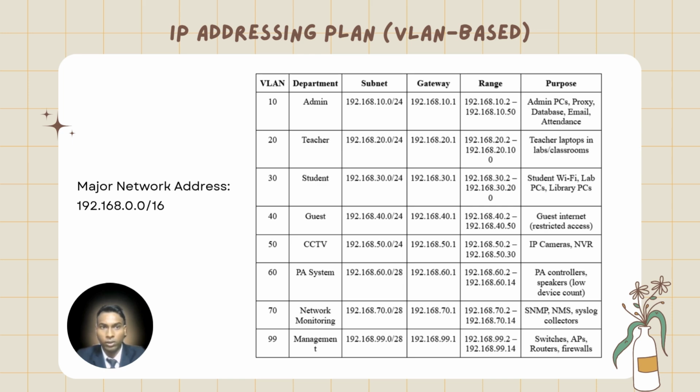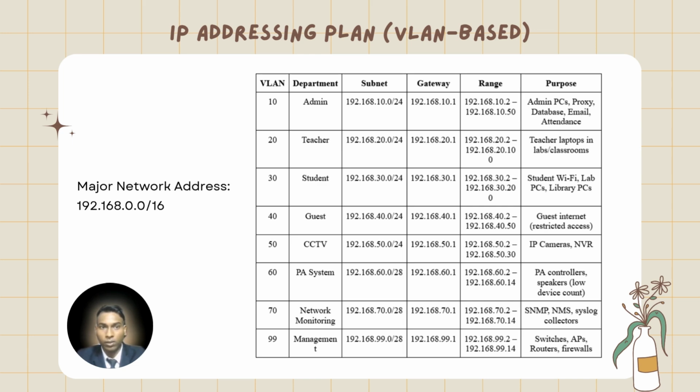VLAN 30 for students uses 192.168.30.0/24 with a gateway at 192.168.30.1 and a range from 192.168.30.2 to 192.168.30.20, covering student Wi-Fi devices, lab PCs, and library computers.